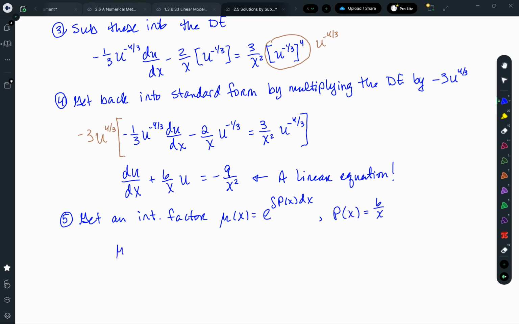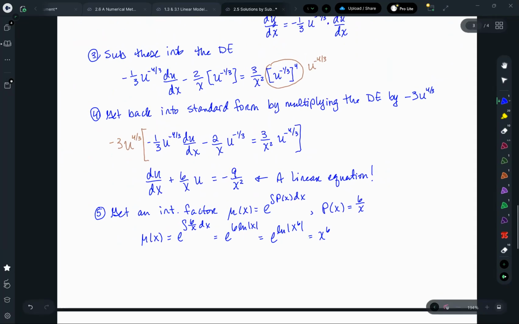So mu of x is e to the integral of 6 over x dx, which gives us e to the 6 natural log of the absolute value of x, which needs to be rewritten as e to the ln of x to the 6th power, and then the e and the ln undo each other, and this leaves behind x to the 6th power. Okay.